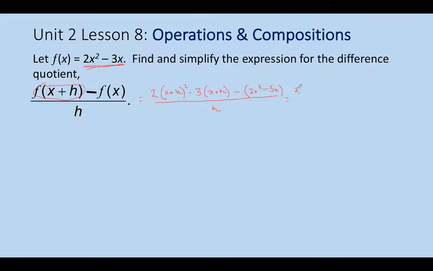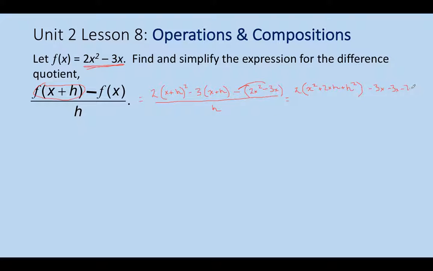We've got a 2, and then I've got x plus h squared. That's one of those special cases, and so hopefully you guys remember that would just be x squared plus 2xh plus h squared. And then over here I've got minus 3x minus 3h. Trying to squeeze things in here, and then I'm going to use the distributive property with this negative sign.